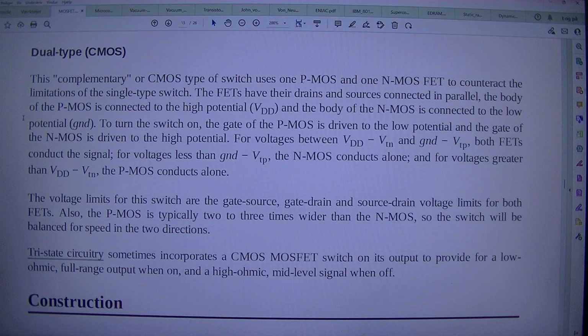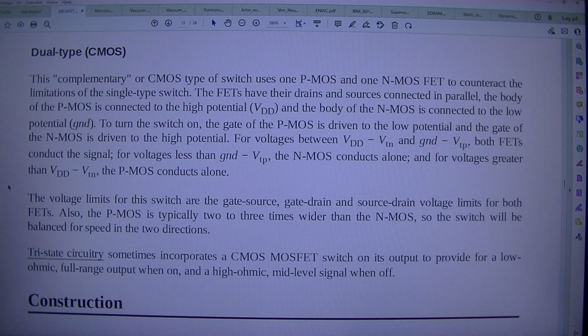To turn the switch on, the gate of the PMOS is driven to the low potential and the gate of the NMOS is driven to the high potential. For voltages between VDD minus VTN and GND minus VTP, both FETs conduct the signal. For voltages less than GND minus VTP, the NMOS conducts alone, and for voltages greater than VDD minus VTN, the PMOS conducts alone.